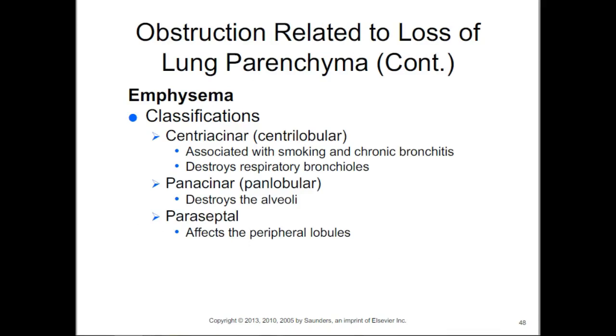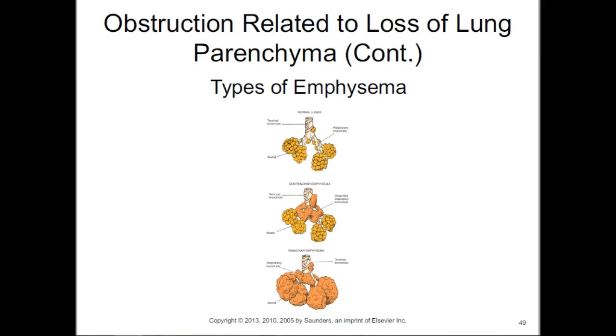All right, so you're going to have centriacinar, which is associated with smoking and chronic bronchitis, which means in the center, as it reaches the lobar, or panacinar, which is basically complete destruction of all the alveoli, and you might see the paraseptal. These classifications may not be critical for you to know, so I wouldn't stress too much time on that. So you can see there the different types of emphysema.